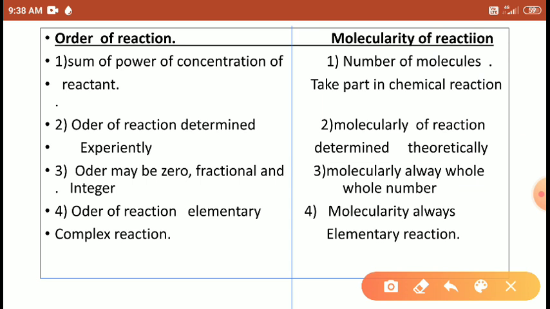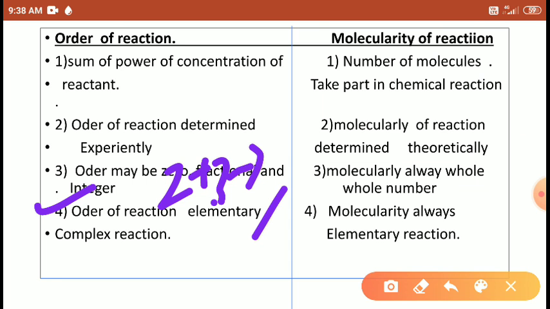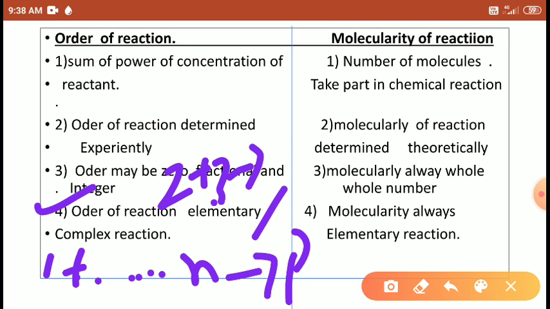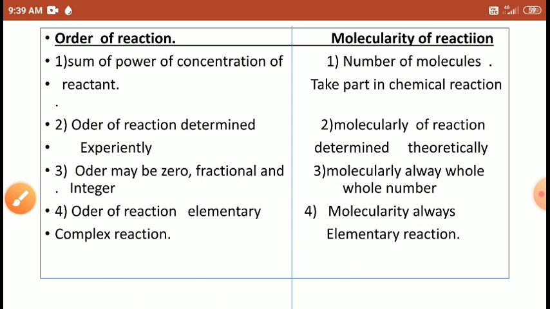The order of reaction applies to elementary or complex reactions. Elementary means that only 2 or 3 reactants react with each other to form product. That is elementary and complex. But here only a few reactants react, only 2 or 3 reactants react to form product. So this is about the order and the molecularity of the reaction, students.